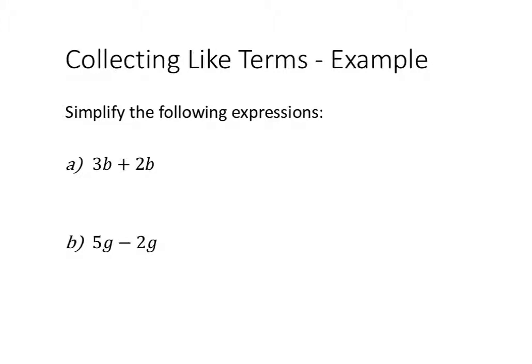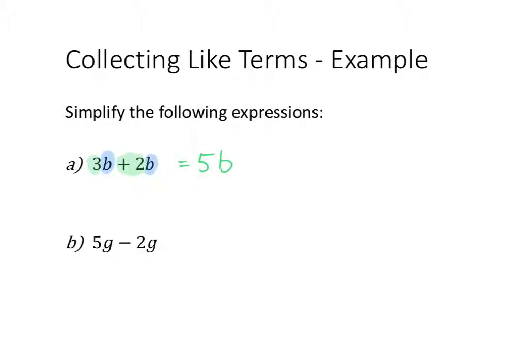In our first expression, we've got 3b plus 2b. Now these are two like terms because they both contain the variable b. Now to simplify, I need to look at my coefficients. So I've got a 3 and I've got a 2. Now to work out what I'm doing with my 3 and the 2, I need to look at the sign in front of my coefficient. And that is an addition sign. So in this example, I'm adding my coefficients together. So to simplify, it is going to equal 3 plus 2, which is 5, so 5b.